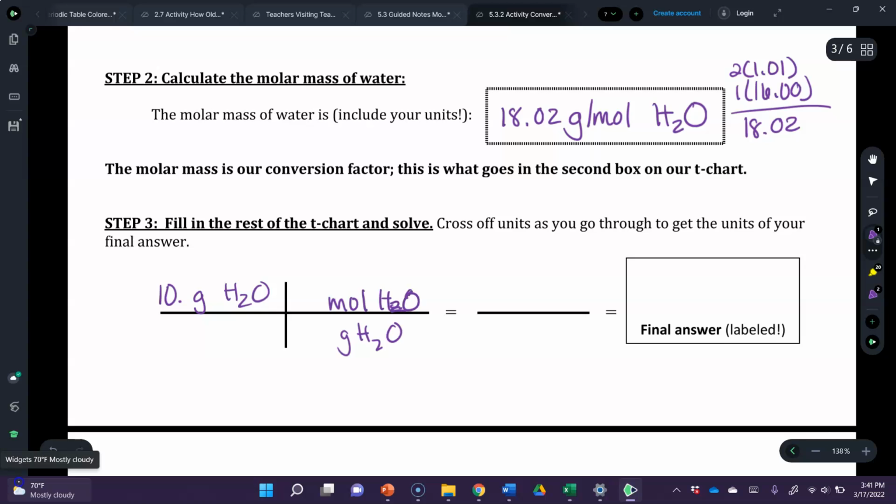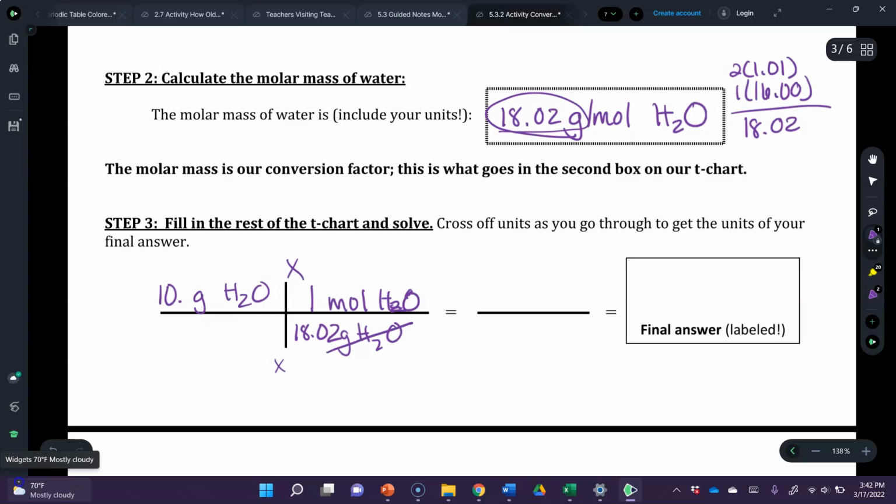H2O. Okay, and now we're going to fill in our molar mass. So this number, 18.02 grams, the 18.02 goes next to grams because it's always that way, and that's the number of grams for 1 mole of water. So we're going to set up our t-chart. We did that. Now we're going to solve. That means we multiply across and then we'll divide by the bottom.